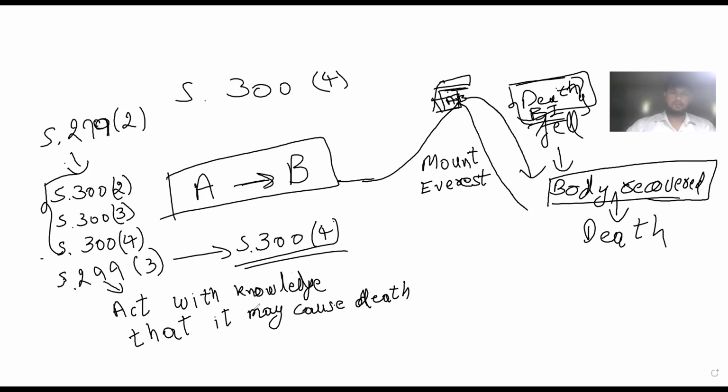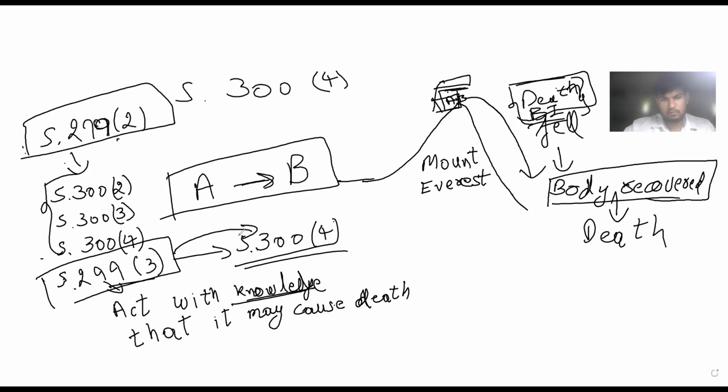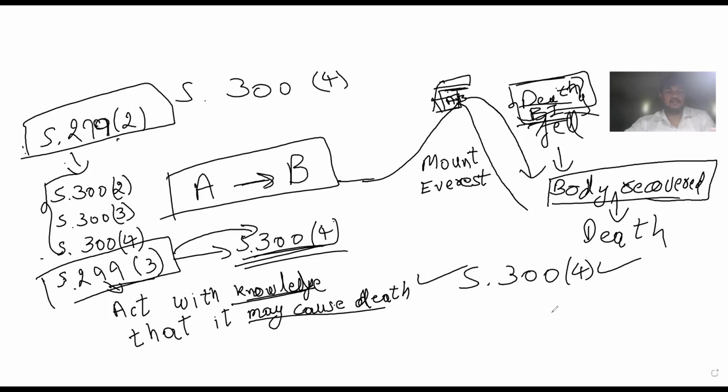Got it? Since they have mentioned knowledge in section 299 3, section 299 3 is to be read with section 304, and section 299 2 also needs to be read with section 304, because section 304 also talks about either death or bodily injury as is likely to cause death. Now section 304 is also done. If someone has any doubts, kindly ask me. Otherwise, we'll move forward.